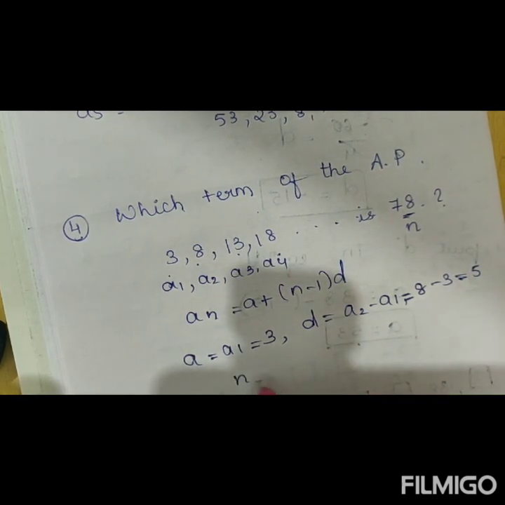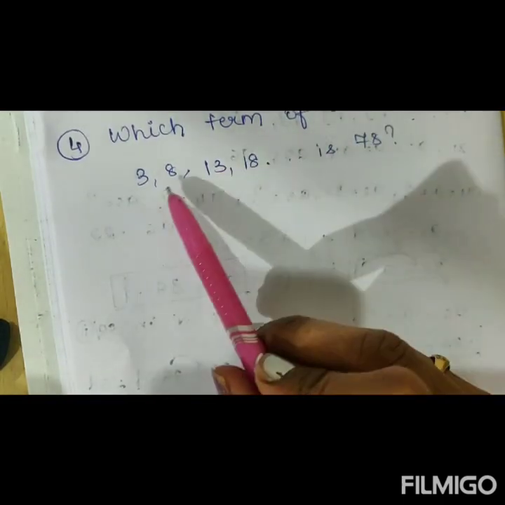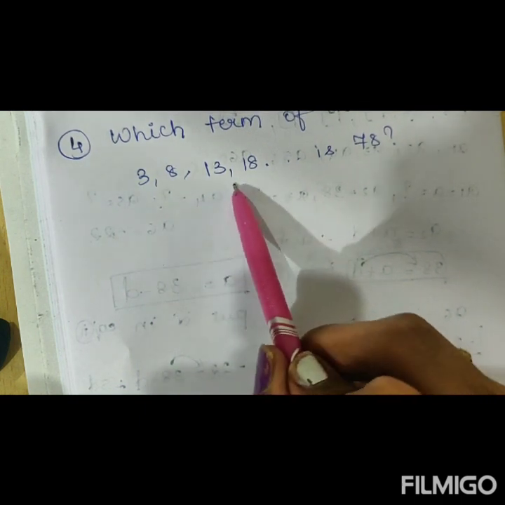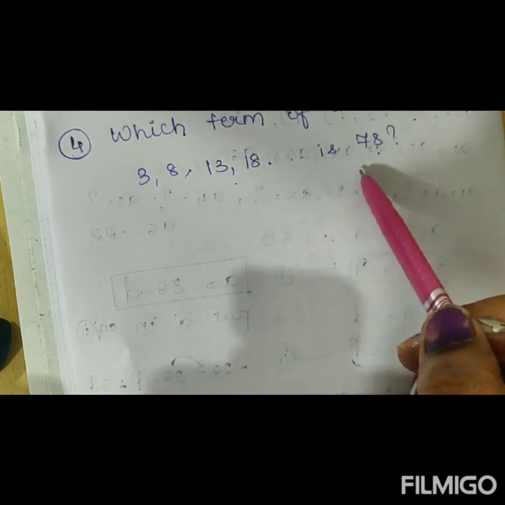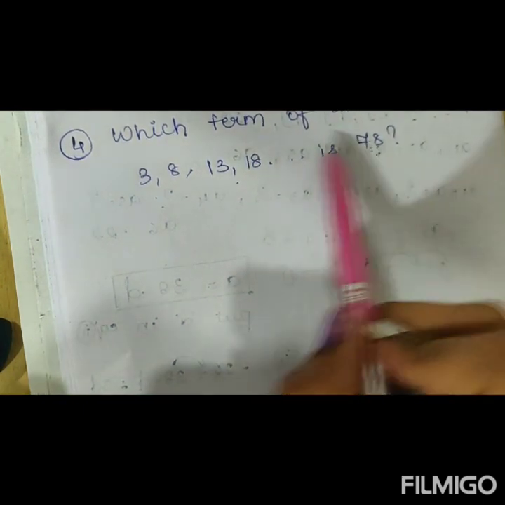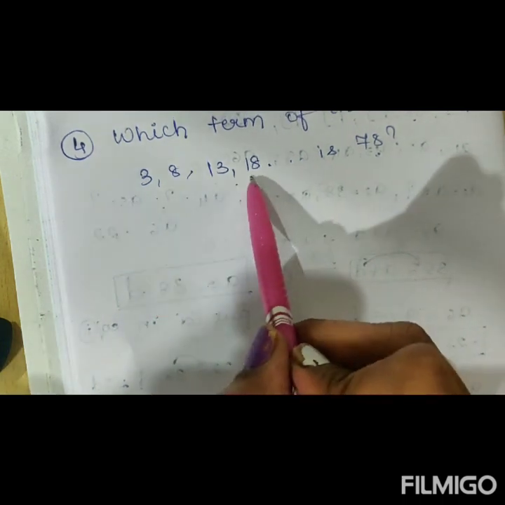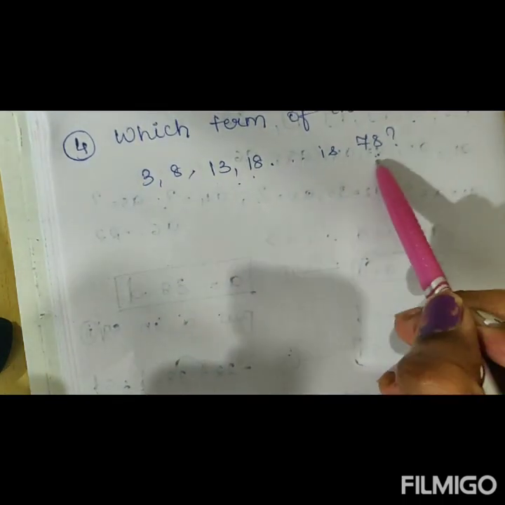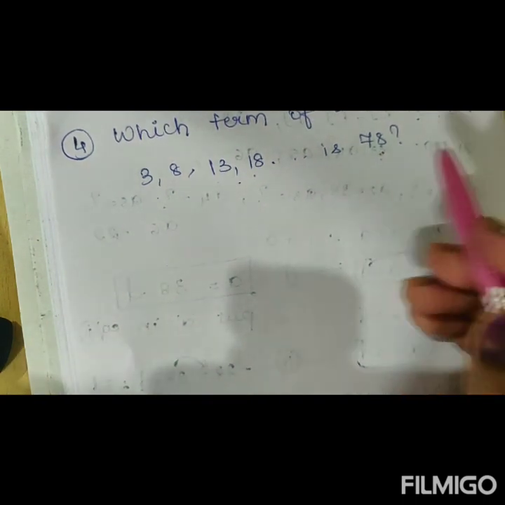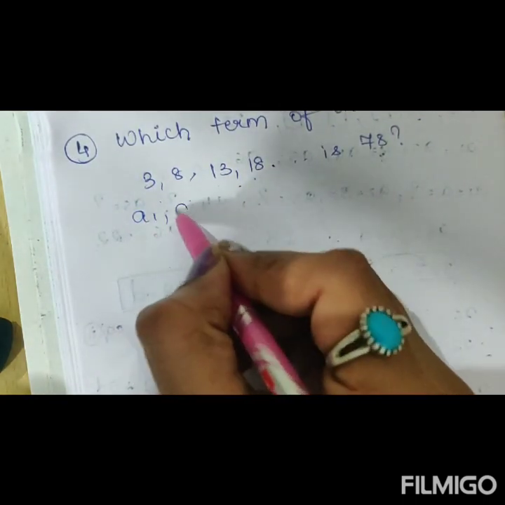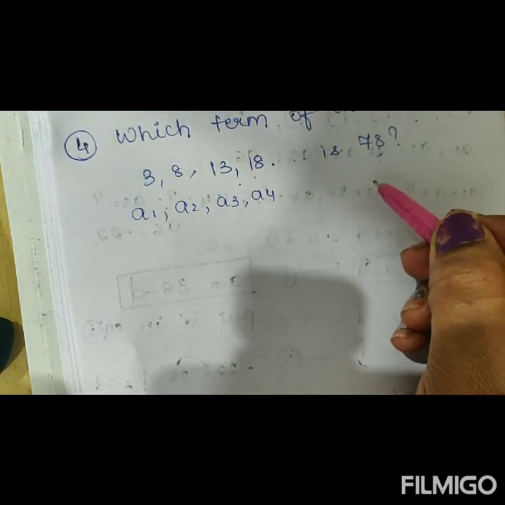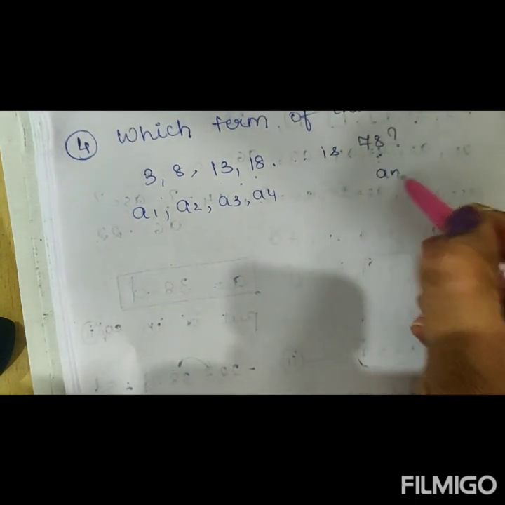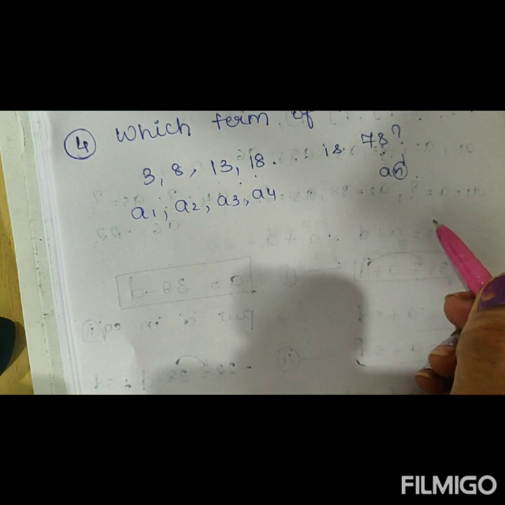So what is n? So the question is which term of the AP, the series 3, 8, 13 and 18, is 78. So we have to find here which term is 78. That's first term, second term, third term, fourth term. We know the number and the value. Here we have to find which term, but they have given the value. So let's write the given. So a1 is nothing but a, a2, a3 and a4, and they have given the value of an, and we have to find the n value.